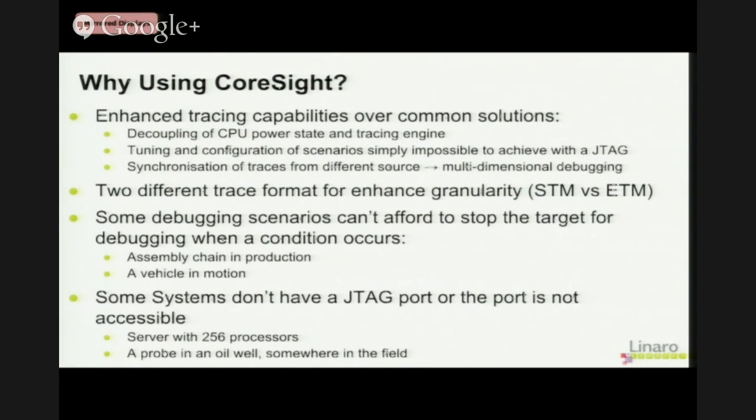There are definitely many advantages, but one of the main ones is the decoupling of the CPU state from the tracing engine. If you have a JTAG and you'd like to debug cases where the CPU is going in and out of service, switching on and off, it's very difficult simply because the JTAG requires a constant connection with your target. Using something like Coresight, you can debug or trace a processor coming in and out of service seamlessly. As I mentioned in the previous slide, the state of the tracer is decoupled from the state of the CPU.